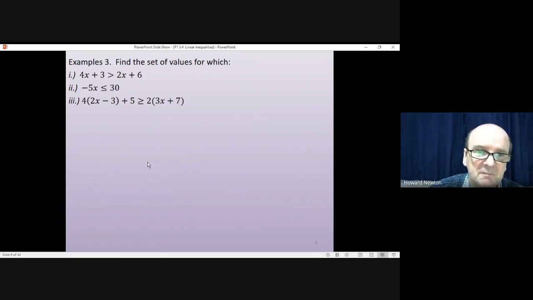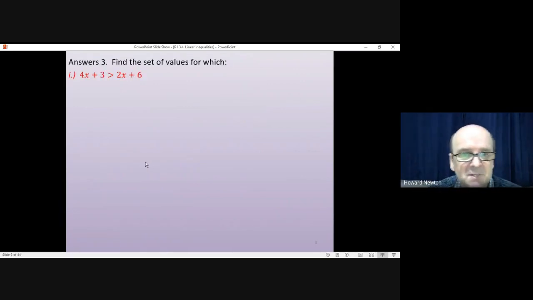So the first question, 4x plus 3 is greater than 2x plus 6. Everything here is normal. We'll just use the same method as we would if it was an equation. So the 2x moves over, the 3 moves over, and that gives you 2x is bigger than 3. Then the 2 swaps sides, we divide by it, and we get x is greater than 1.5. And that's it done. That is the answer. x has to be bigger than 1.5 for this to be true.